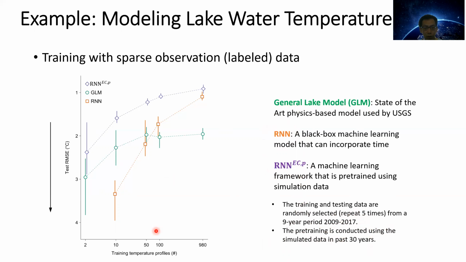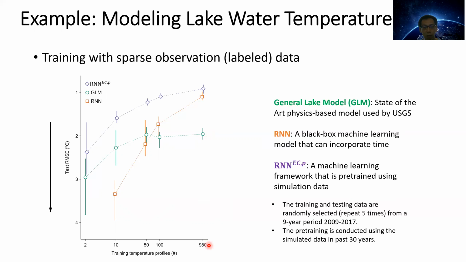And in this figure, we show the performance. Here the x-axis is the number of training samples and the y-axis is the prediction error, or the prediction RMSE, but it's in reverse order. So basically we can see that one is on top and four is at the bottom. So basically, the higher, the better.